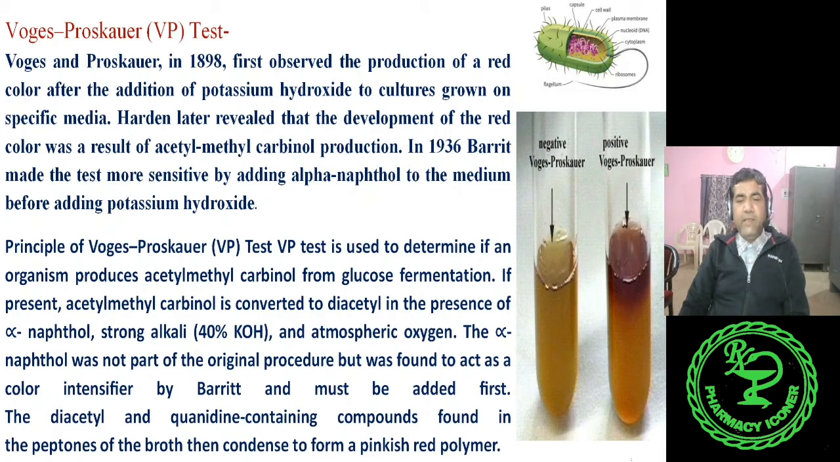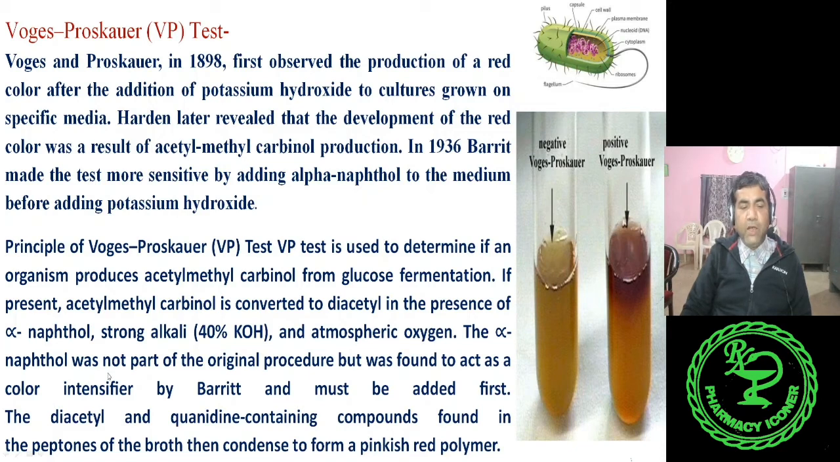So now, the principle of this test, what happens? If an organism produces acetyl methyl carbinol from glucose fermentation, then this test will be useful. If that is present, acetyl methyl carbinol is converted to diacetyl in the presence of alpha naphthol and strong potassium hydroxide, and atmospheric oxygen must also be present.